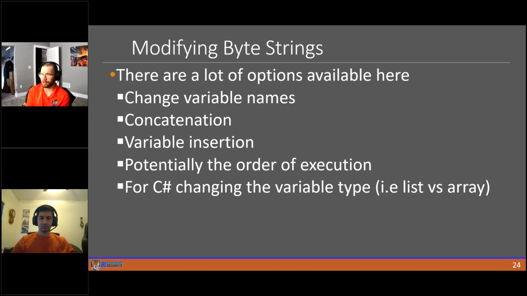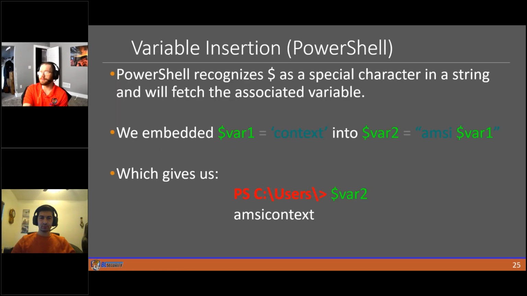For C#, we can potentially change the variable type depending on what it is. So like using a list versus an array, sometimes we can use those interchangeably, or even use a dictionary in places depending on the coding language. So there's different options there. Variable insertion is where PowerShell recognizes the $ sign and lets us insert variables, and we can break them up and then put them together.